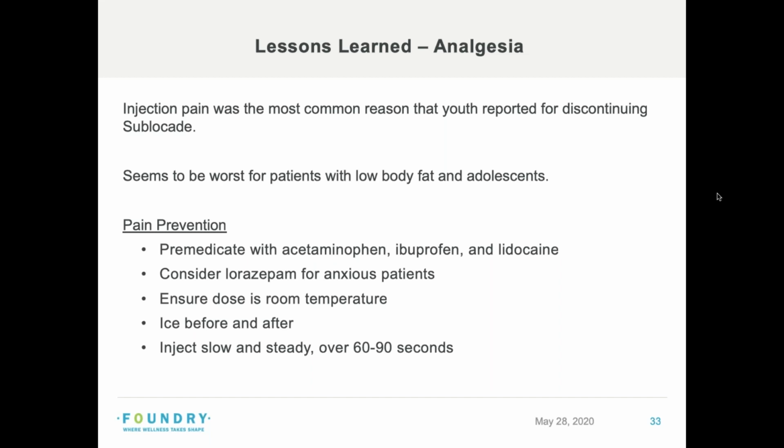Ensuring the dose is at room temperature. It's kept in the fridge, so you want to make sure that it's not cold when it's going in. Icing the area before and after. And the most important thing probably is to inject really slowly and steadily over at least 60 to 90 seconds. The last little bit is kind of the pinchiest. A couple other things we've done is asking youth if they'd like to have any particular music on, or if there's people that they'd like in the room to hold their hands, that kind of thing.